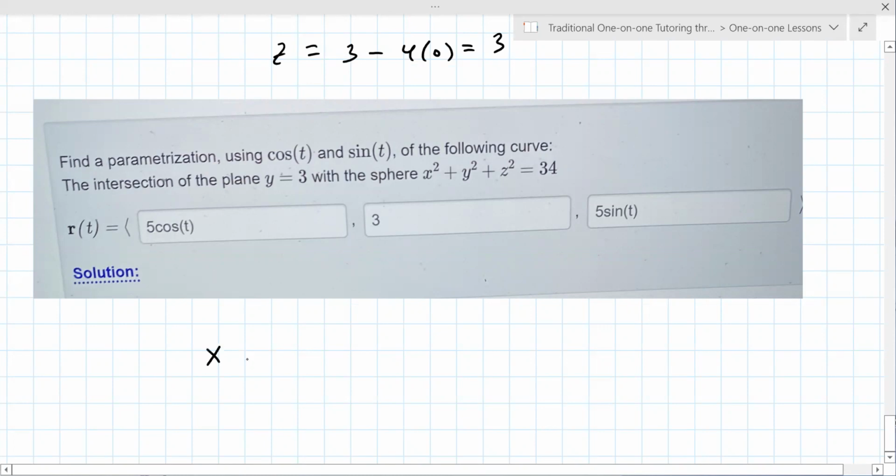Okay, so x equals cosine t, but there's usually an r here.